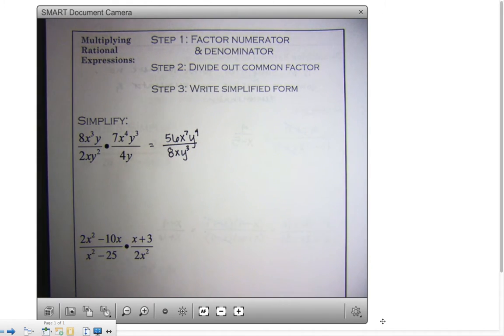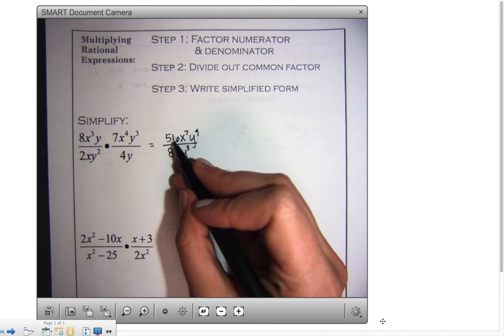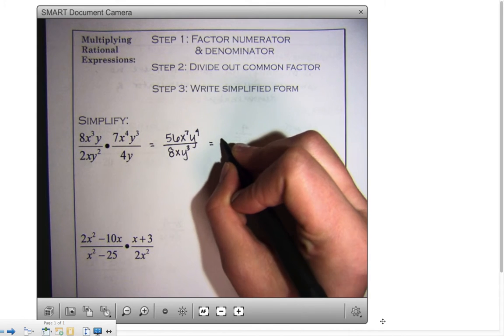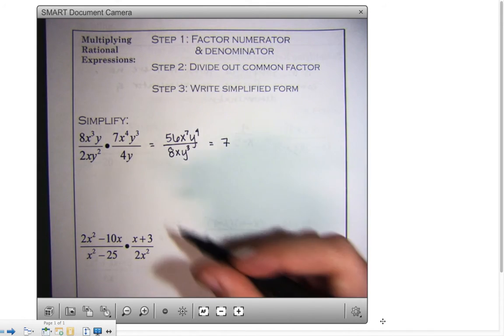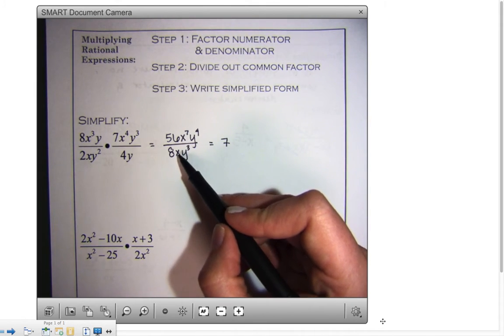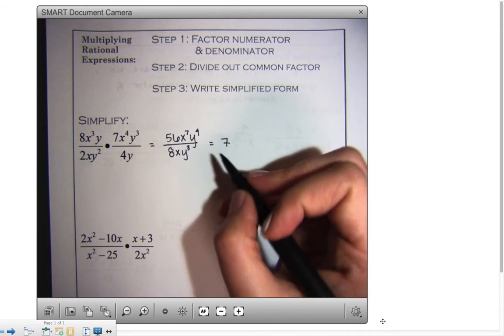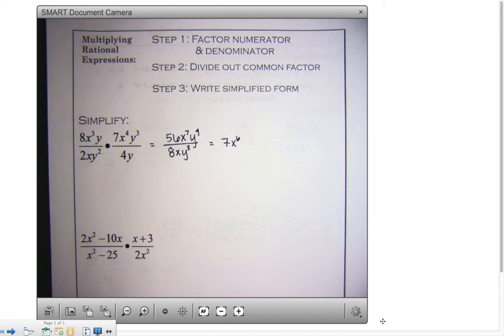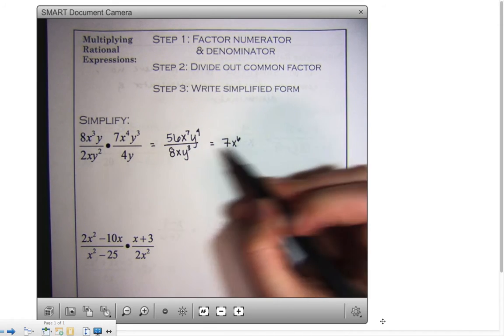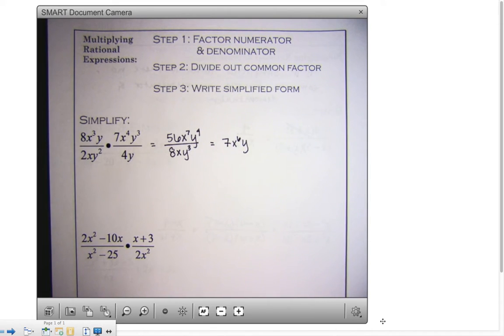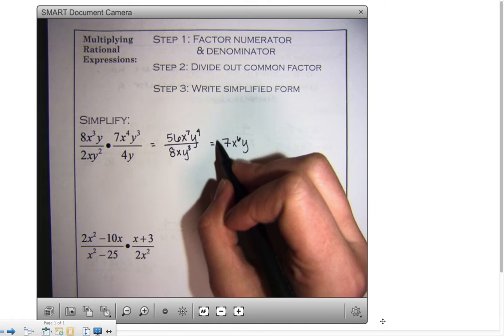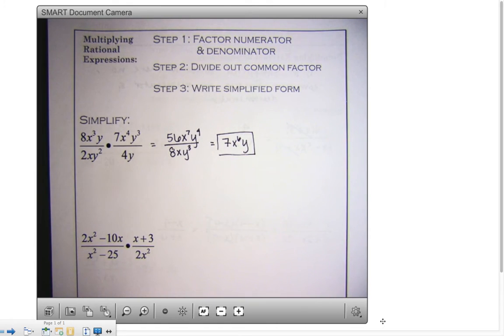So once I've made it one fraction, now I can just go through and divide out anything that's the same. So 56 divided by 8 is 7. X to the 7th divided by x, remember we subtract the exponents, so 7 minus 1 is 6. And 4 minus 3 is 1. So this is your simplified form.